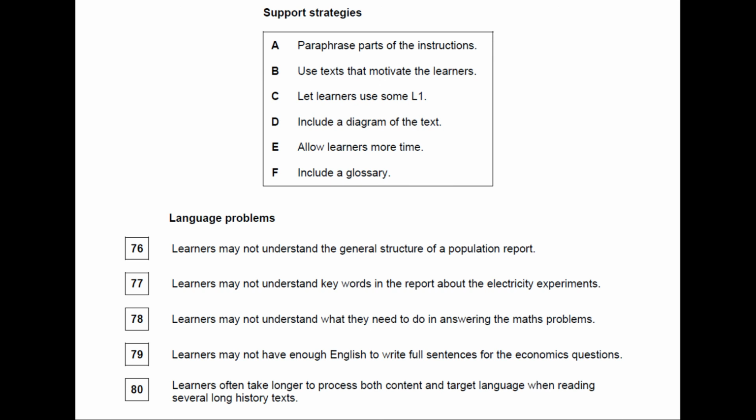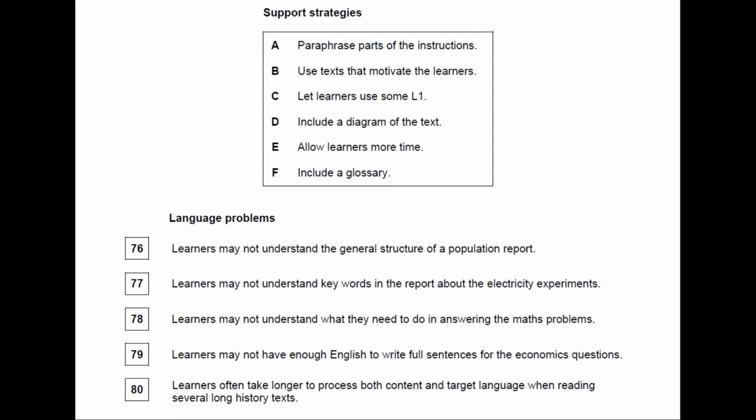In the final group of questions, we need to match the language problems with different support strategies. Now, one of these support strategies is an extra. Let's take a look at number 76. Learners may not understand the general structure of a population report. In this case, we can include a diagram of the text. 77. Learners may not understand keywords in the report about the electricity experiments. In this case, we can include a glossary.